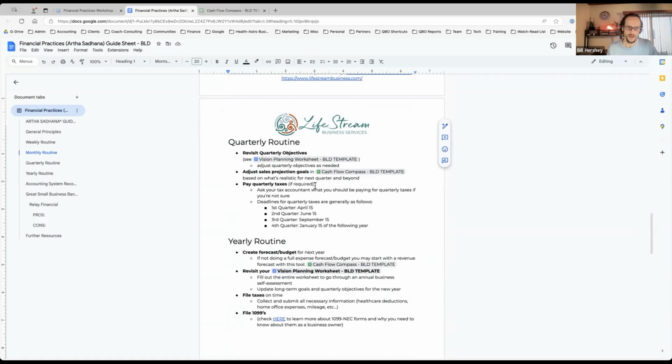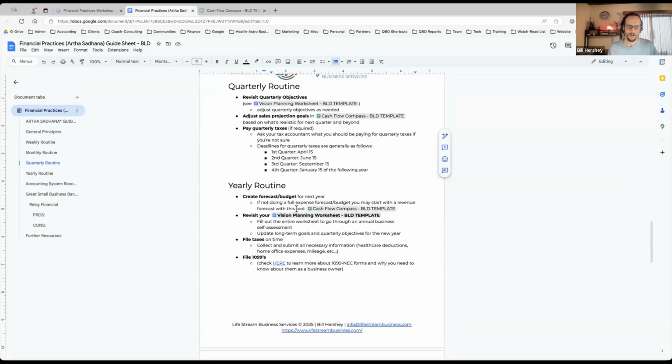Okay, so I mentioned paying quarterly taxes. These are the dates here in the US, and if the 15th lands on a weekend, it's going to be the next business day after the 15th. Sometimes it's the 16th, 17th, or even the 18th if there's a holiday involved somewhere. So again, I would talk to your tax professional if you have questions about what needs to happen there.